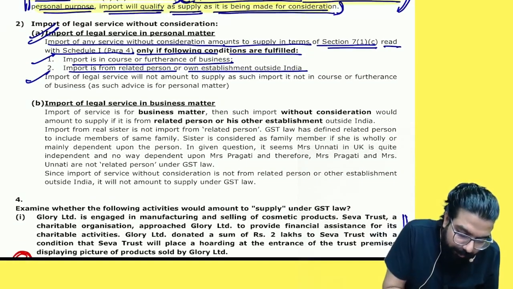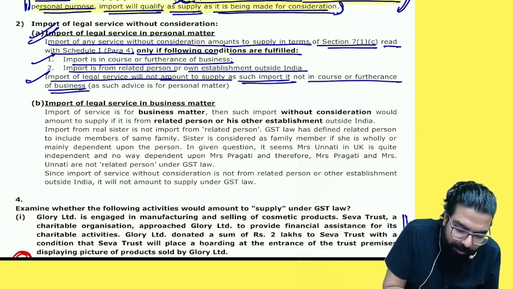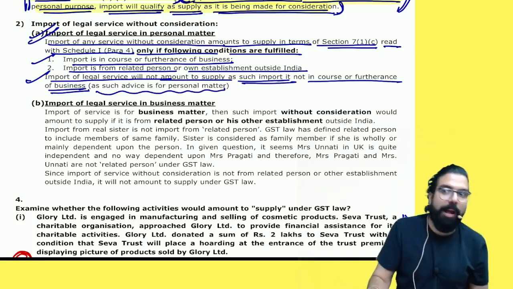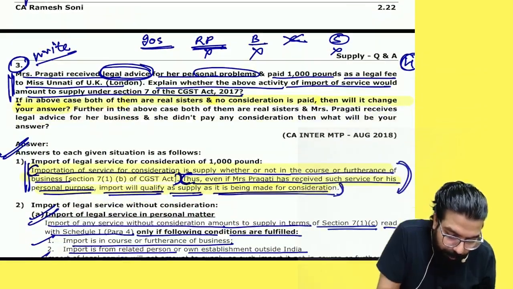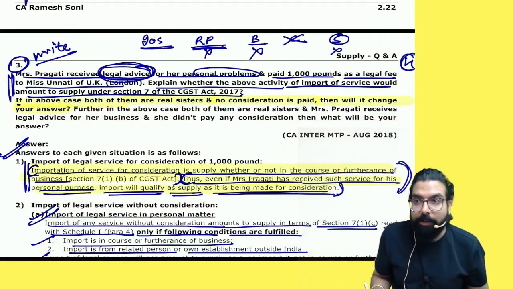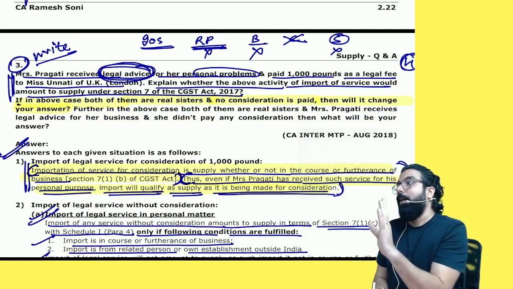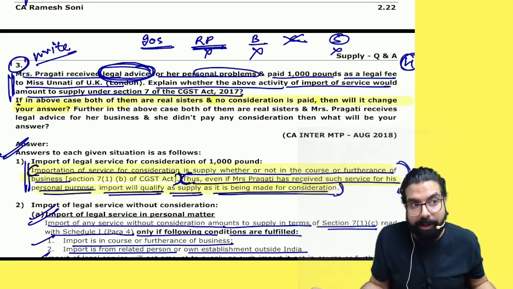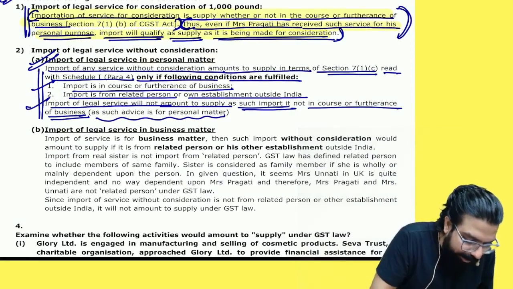You could have written here, importation of legal service will not amount to supply as such import is not in the course or furtherance of business, as the advice is for a personal matter. You can write one more line. Further, since Miss Pragati is giving legal advice, it means she seems to be well settled and hence independent and not dependent, and hence she is not a related person and hence it is not a supply. You could write both the reasons also.